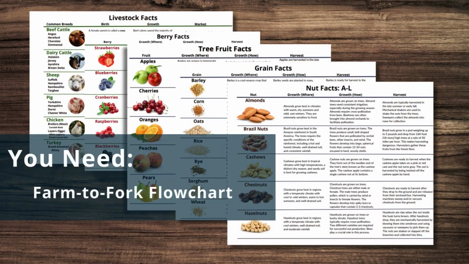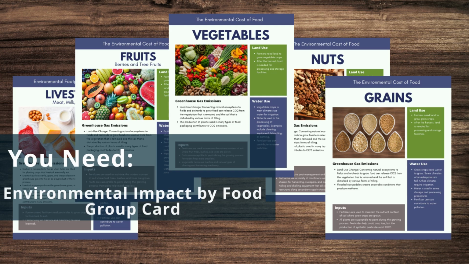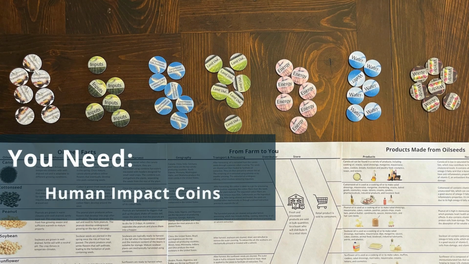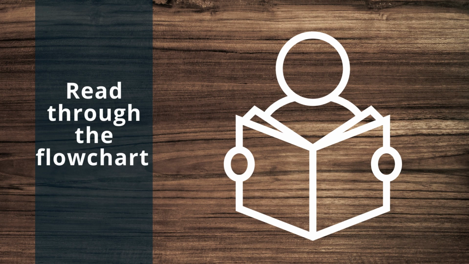In this activity, each group will need a farm to fork flowchart, one environmental impact by food group card, and human impact coins. You're going to start by reading through the flowchart. Start at the beginning and follow each crop through to the end.